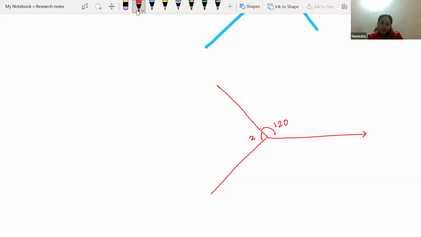This is 120 and this is x plus 10. Find the value of x. Yes, we will be able to find the value of x over here. Then we will take x plus 120 plus x plus 10 all together. It's just one complete revolution, that means 360 degrees. We will be able to take out the value of x. That means x plus x is 2x, and 120 plus 10 is 130, equal to 360.